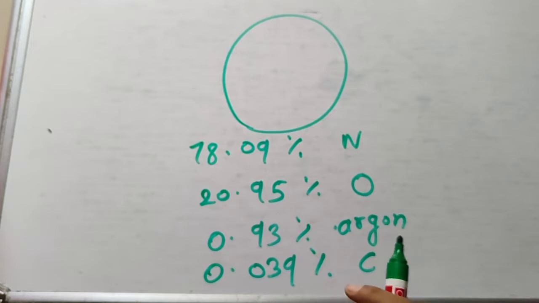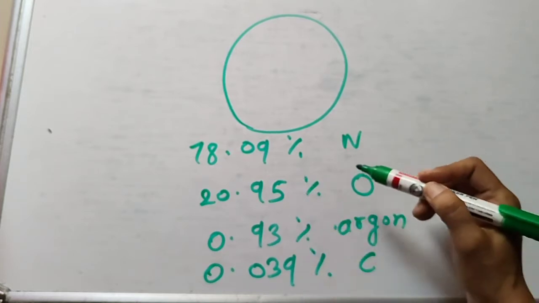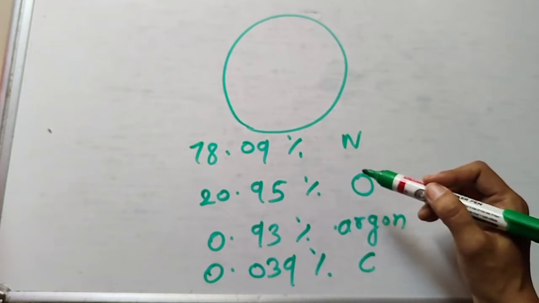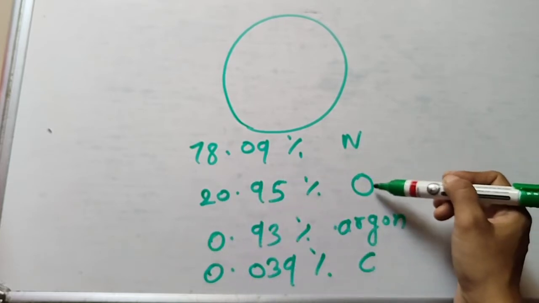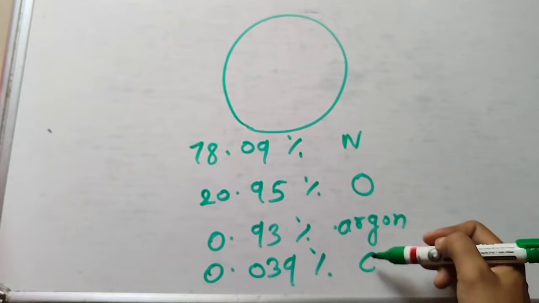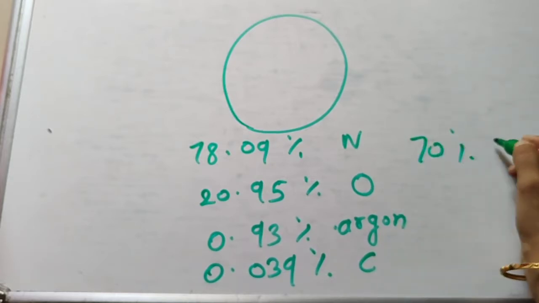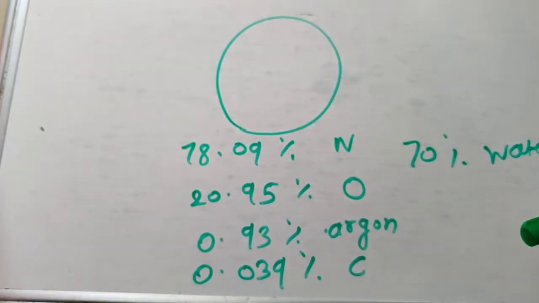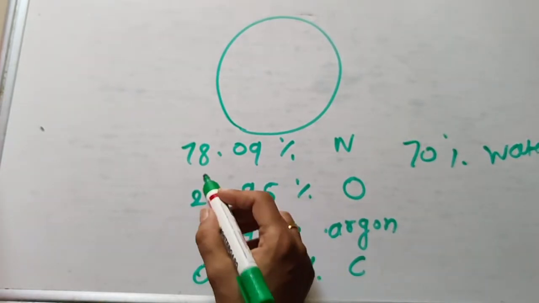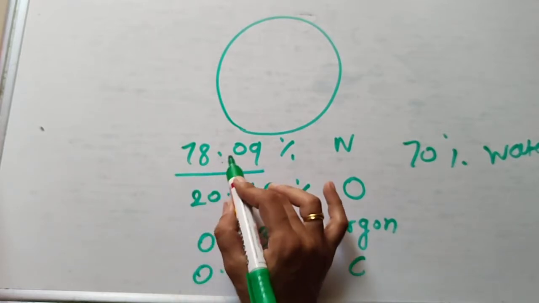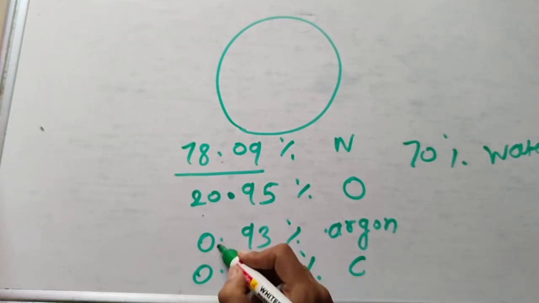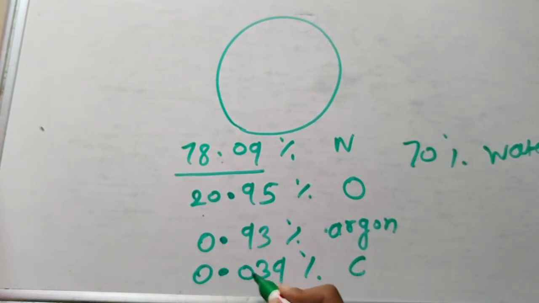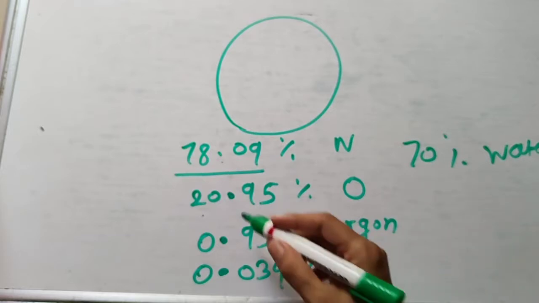So we say that the earth's surface has this percent of nitrogen, oxygen, argon, carbon dioxide and 70% water. Okay, the earth is covered with all these types of gases and water. So here we use 78.09, here 20.95, 0.93, 0.039. Okay, here we use a point.